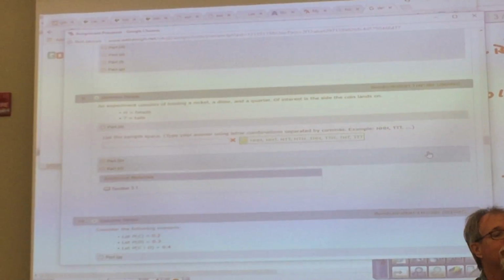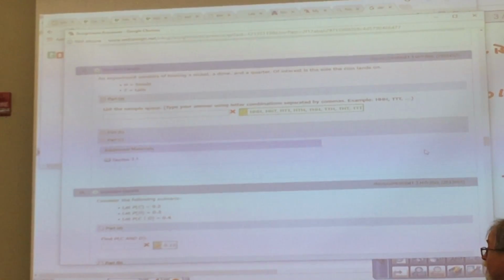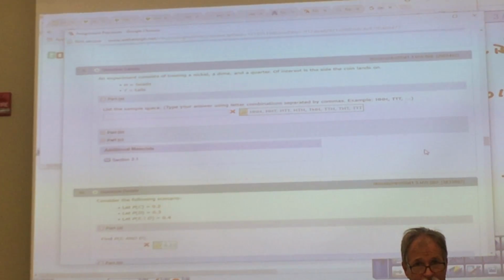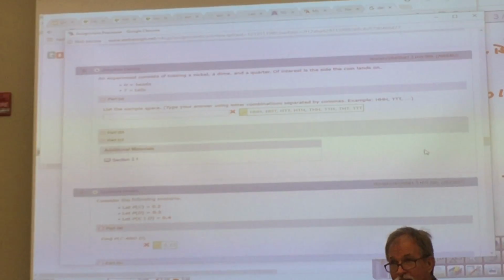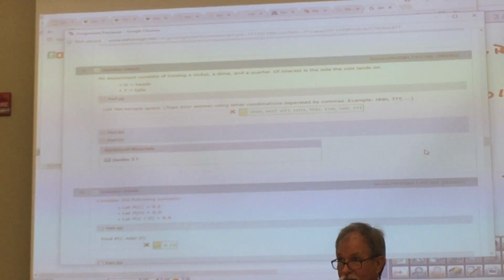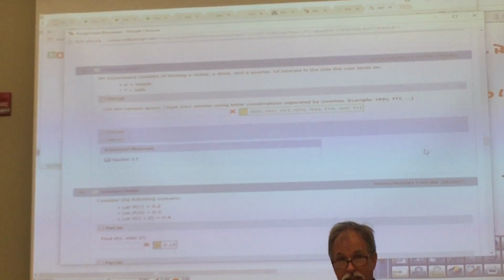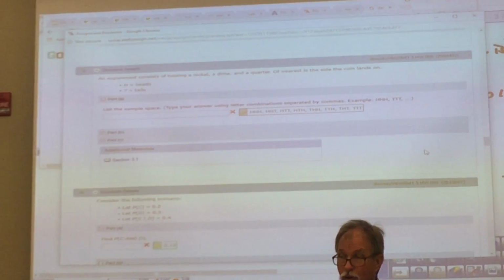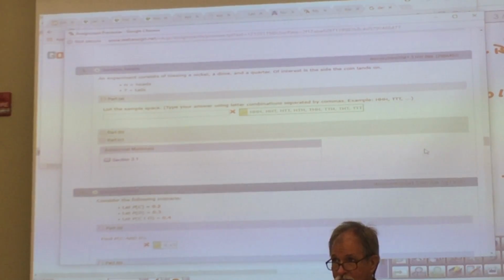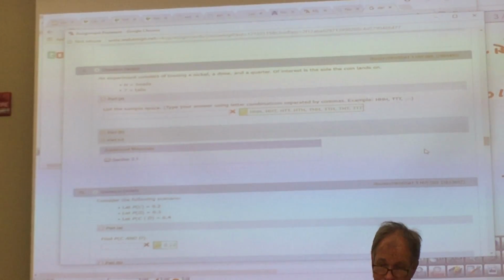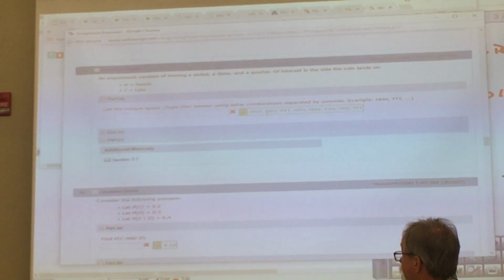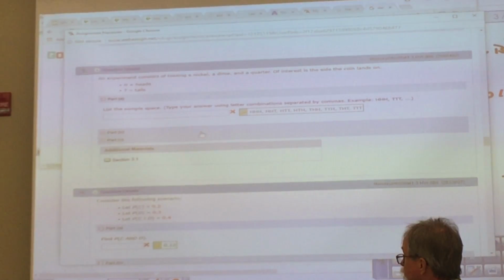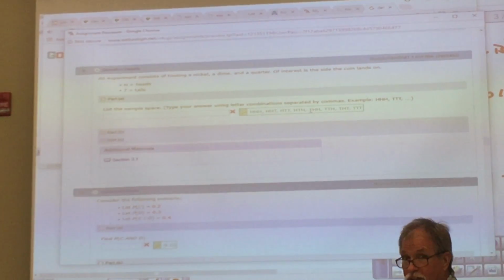Okay, and basically those sort of do the same thing. Your sample space: if you flip 3 coins, take a dime, a penny, and a nickel. You can flip them, and all 3 can be heads. Or the dime and the penny can be heads and the nickel tails. Or the penny and the nickel can be heads and the dime tails. So that is our sample space.